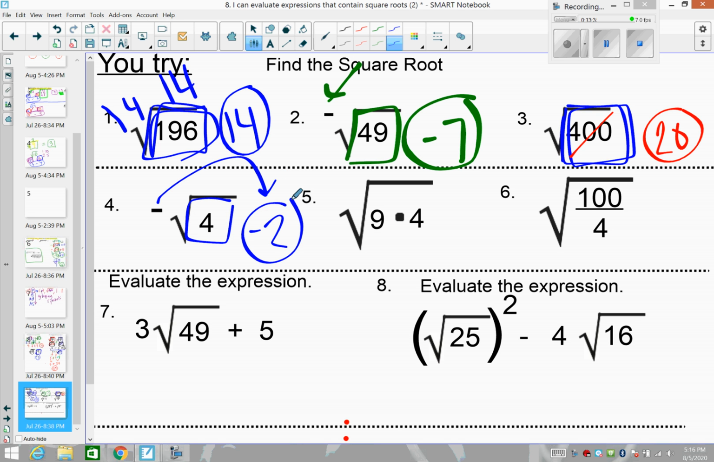Question 5. Reminder that this works like a parenthesis. So we do all the stuff on the inside. And 9 times 4 on the inside actually is 36. So now we just have to take the square root of 36. And the square root of 36 is 6.